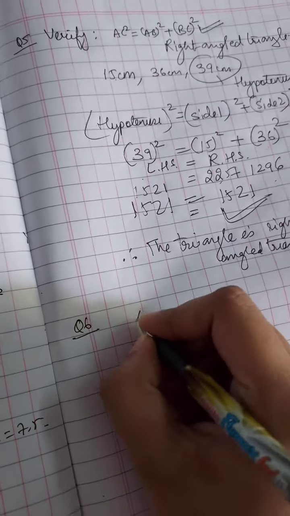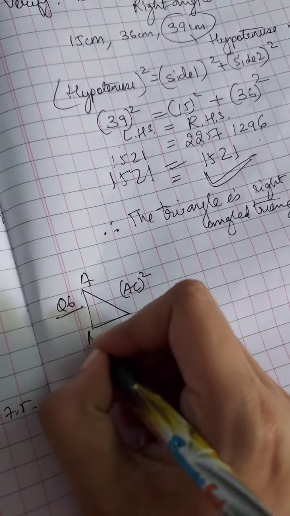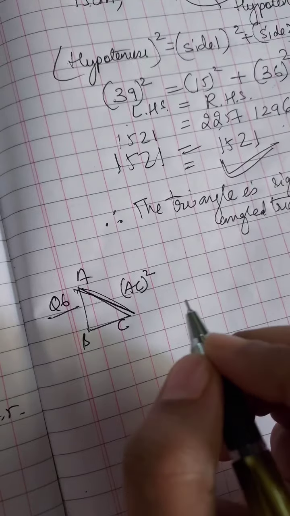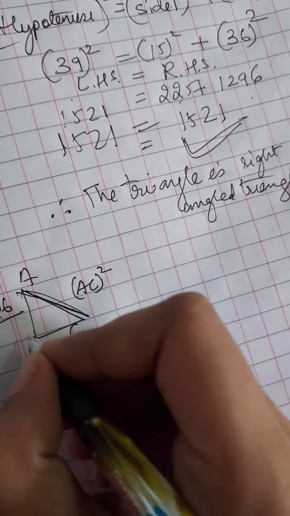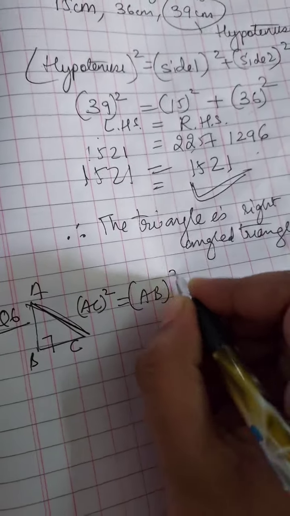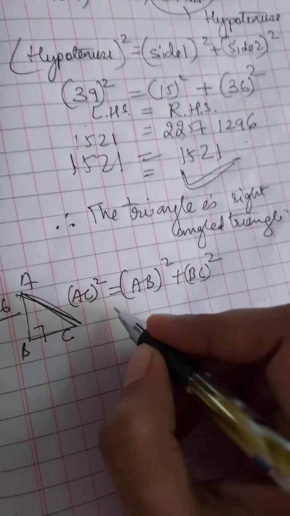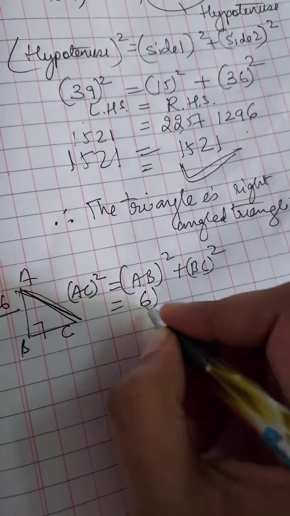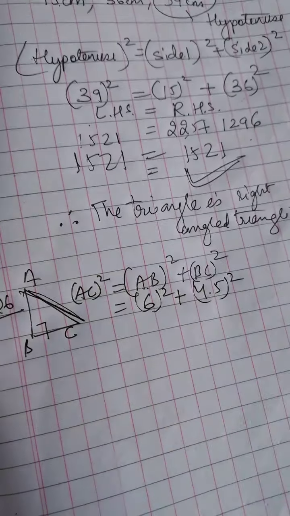Let's quickly do it. AC squared. All the triangles are marked A, B, C, so every time the hypotenuse is taken as AC only. Or you can write again and again: hypotenuse squared is equal to side 1 squared plus side 2 squared. I am writing it this way. Pay attention. AC squared is equal to AB squared plus BC squared. Is that clear? AC we do not know. We know AB is 6 centimeters. So 6 squared plus 4.5 squared.